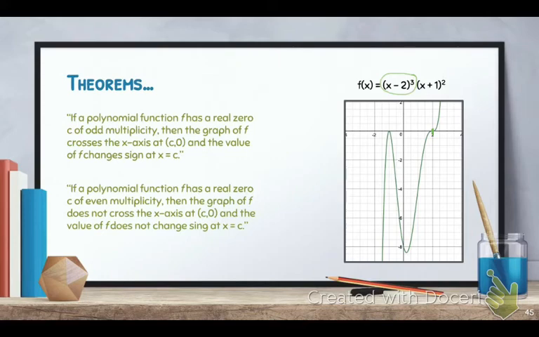Now, if you have an even power for your zero, that means it will only touch the x-axis but not cross it. So again, back to our function on the screen, the x plus 1 to the second power, because this zero has a power of 2, meaning it's an even power, we can see that at negative 1, it comes and touches it, but it doesn't cross it. It comes up, it curves, touches negative 1, and then goes back down. So it doesn't actually change its sign, meaning it stays in the negative range.